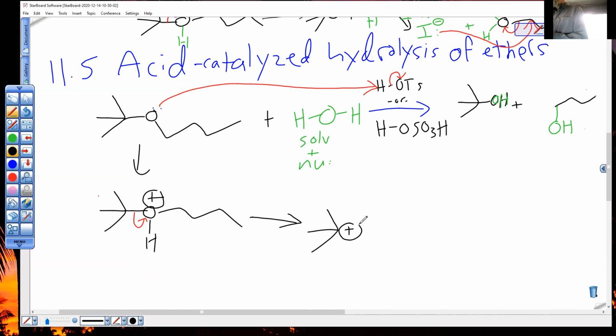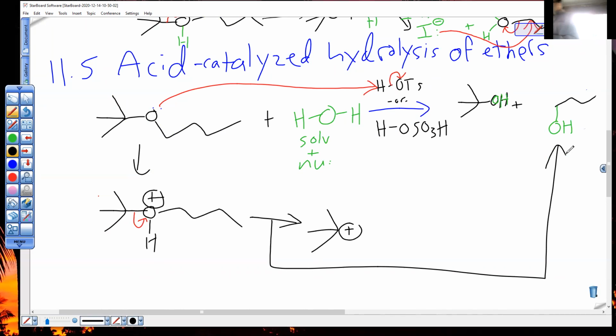And we generated our product over here. It left. How do you like them apples? How are you going to get the OH on there? Water. It's everywhere. Comes all the way to the carbon, generating the conjugate acid of our tert-butyl alcohol.